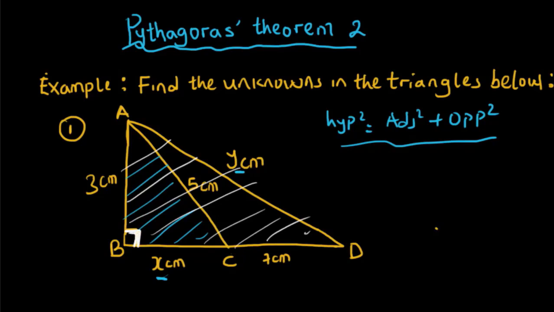Now I hope you can still remember the criteria for using Pythagoras theorem. Number one, it must be a right angle triangle. Number two, we must have two sides, and we are being told to find the third side. Now let's try to find the unknowns. It makes sense to take the smaller triangle first. So we've got this small triangle, triangle ABC. That is this triangle here.